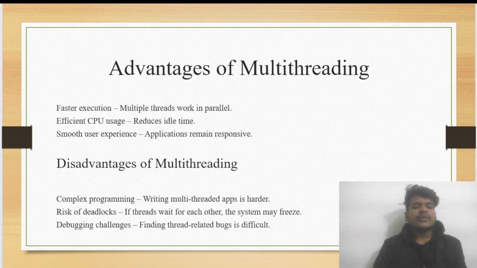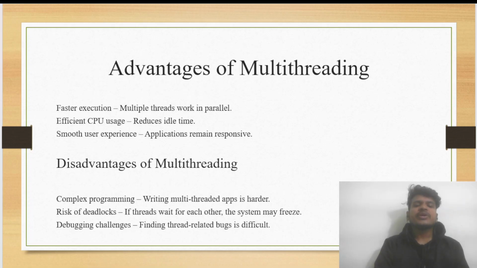There are also some disadvantages, like complex programming. Writing multi-threaded programs is very hard. Then there is the risk of deadlock. If two threads wait for each other, the program may freeze and it will not open. Also, finding thread-related bugs is very tricky. It is a very complex task.